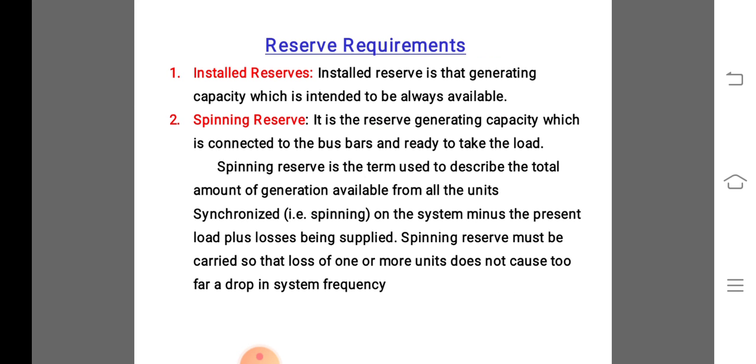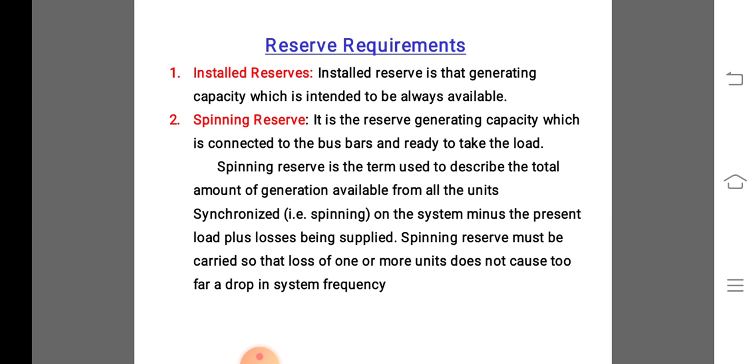The reserve requirements include installed reserves and spinning reserves. Installed reserves means generating capacity which is intended to be always available. Spinning reserve means the reserve generating capacity which is connected to the bus bar and ready to take the load. The spinning reserve is the term used to describe the total amount of generation available from all the units synchronized on the system, meaning the present load plus losses being supplied.